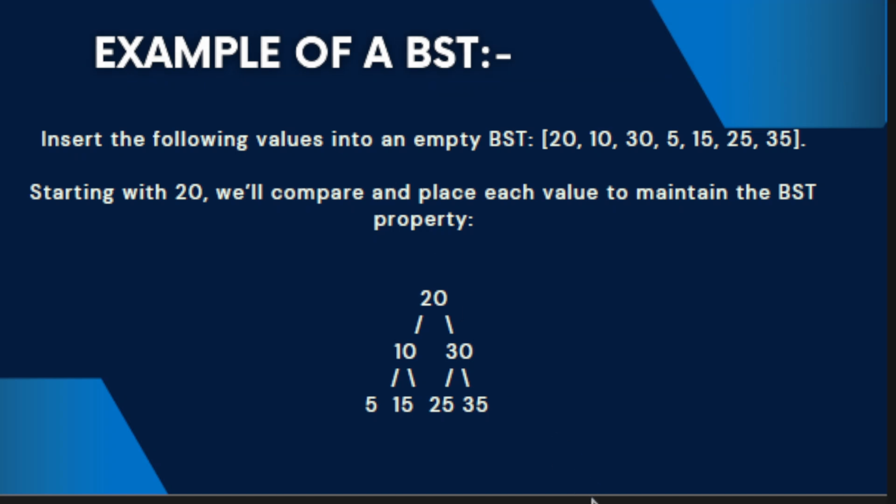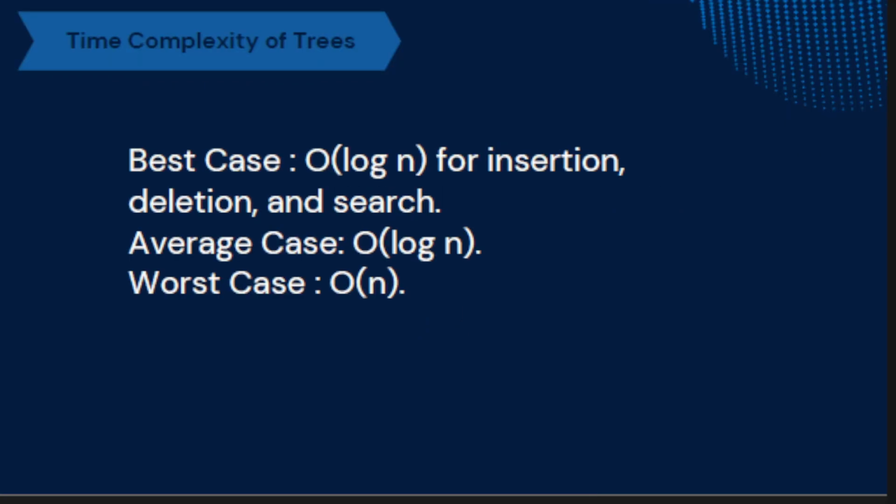Now see the time complexity. The efficiency of a binary search tree depends on whether it's balanced or unbalanced. For the best case, time complexity is order of log n for searching, insertion, and deletion in a balanced tree. For the average case, order of log n for most random data inputs. And for the worst case, meaning an unbalanced tree, order of n, where the tree becomes skewed like a linked list.